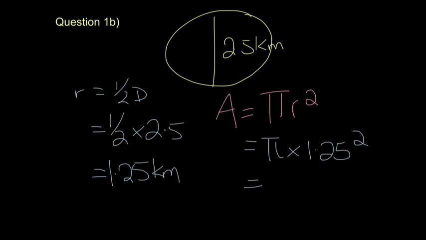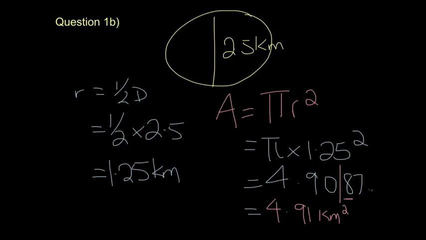Okay, when I plugged pi times 1.25 squared into the calculator, I got 4.90873852213, and so on and so forth. You don't need all those digits. I'm going to simplify that. I'm going to cut that off at 2 decimal places. The next number is an 8, so that means I must wind the figure before up by 1. So my answer is 4.91 kilometers squared.